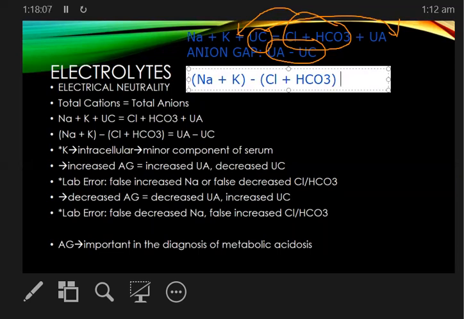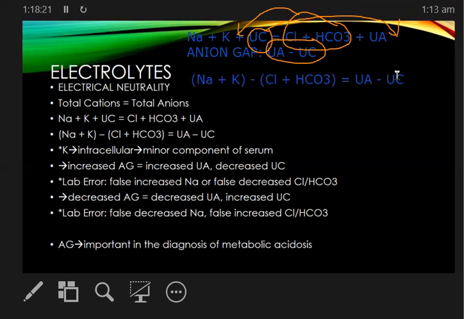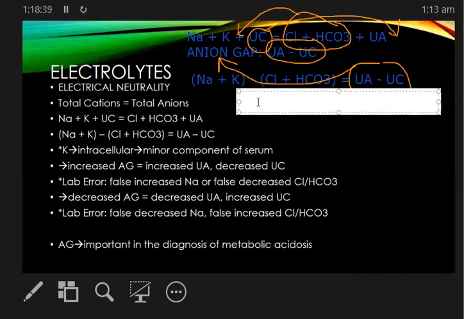And then we transpose your unmeasured cation to the other side. So the equation becomes unmeasured anion minus unmeasured cation. Again, remember that your unmeasured anion minus your unmeasured cation, basically, this is your anion gap. Therefore, we can say that the formula of your anion gap or your AG will now be equal to sodium plus potassium minus chloride plus bicarbonate.